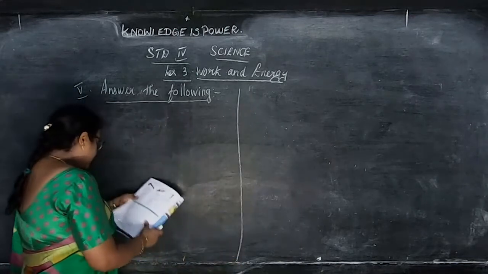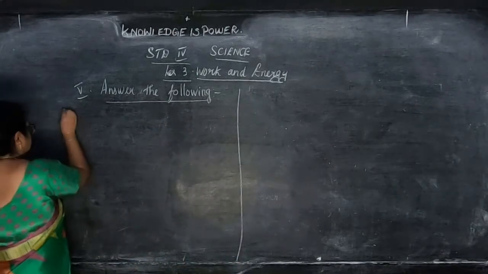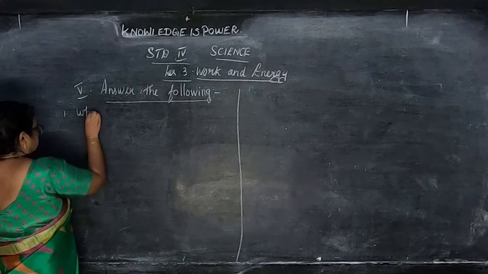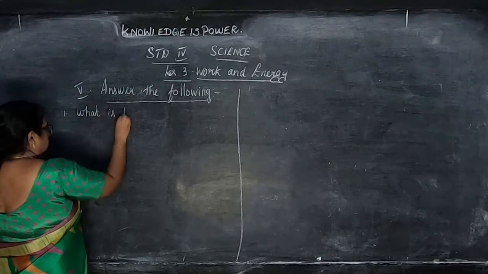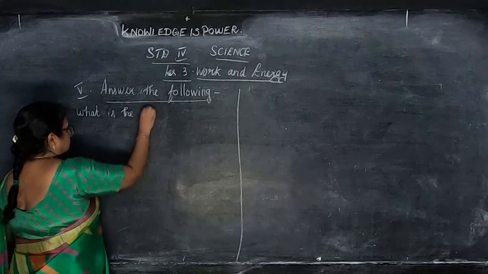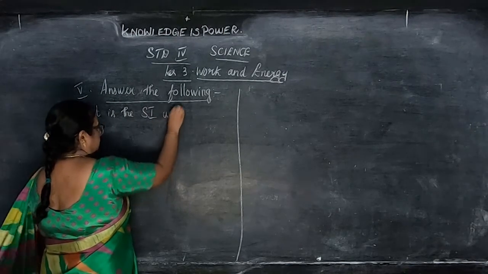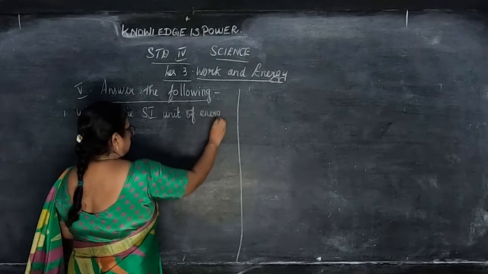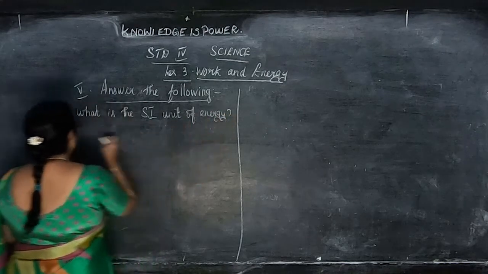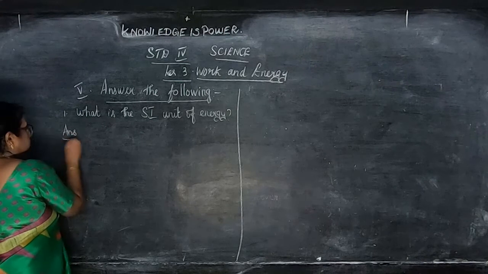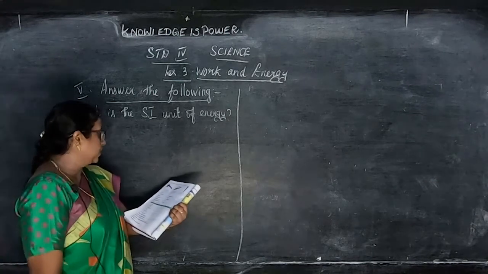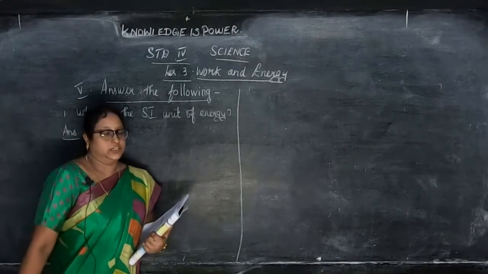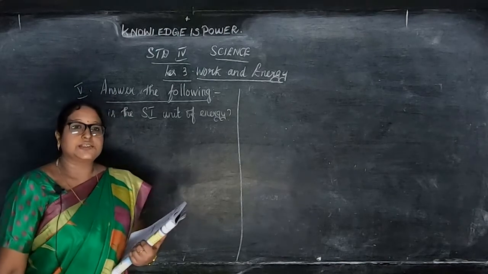Okay. Now the first question they have asked is, what is the SI unit of energy? What is the SI unit of energy, children? Okay, what is this question? What is the SI unit of energy? Okay, so what is the answer, children? It's a very easy answer. The SI unit of energy is joule.